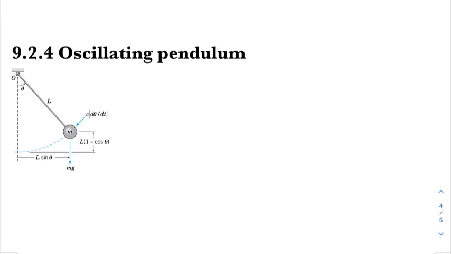Let's take a look at an oscillating pendulum. Here we'll have m be the mass of the pendulum, L the length of the rigid rod to which the pendulum is attached, and theta the position in terms of angular displacement.